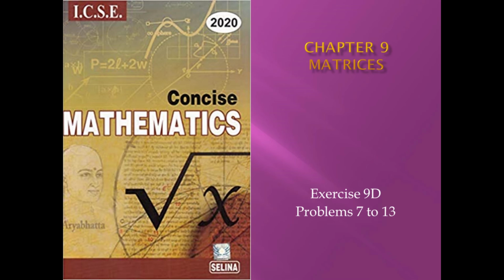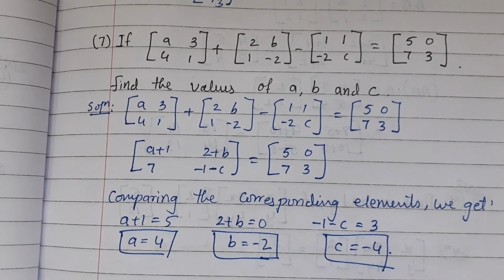Selena, Class 10, Chapter 9, Matrices. Sum number 7. If [A 3; 4 1] plus 2[B 1; -2 -1] minus 2... [1 -2; C] equal to [5 0; 7 3], find the values of A, B and C.